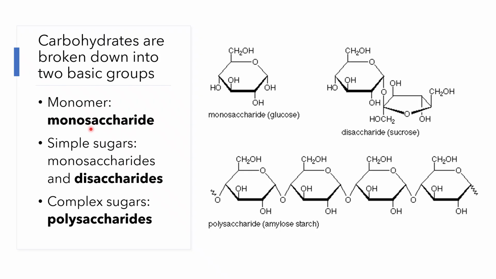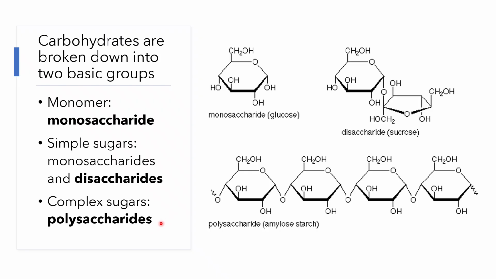So the monomer is the monosaccharide. Mono meaning one, saccharide meaning sugar. So this is the one sugar, the base form. Then our simple sugars are those that are monosaccharides or disaccharides. Sometimes we can attach two of the monomers together to form a disaccharide, di meaning two. In this case, you might have an example of something like sucrose or lactose.